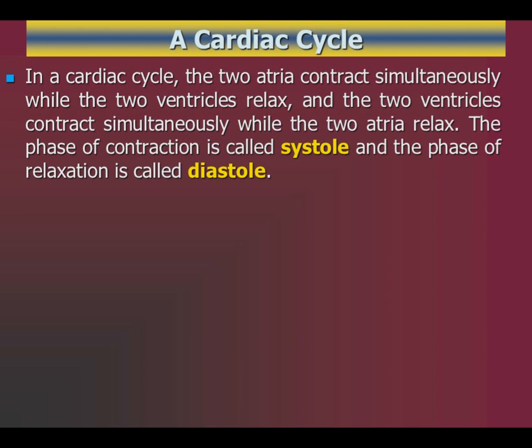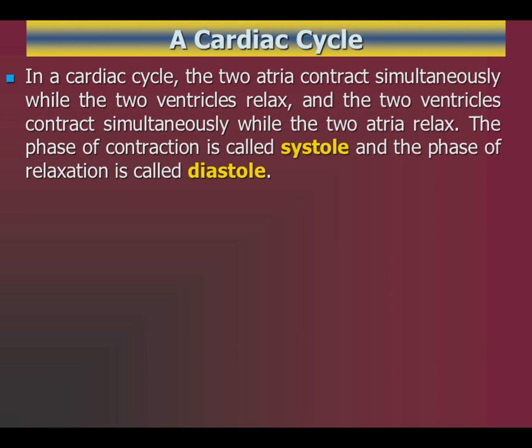Systole is the term used to refer to a phase of contraction, and diastole is the term for a phase of relaxation. A cardiac cycle or complete heartbeat, therefore, consists of the systole and diastole of both atria and the systole and diastole of both ventricles.